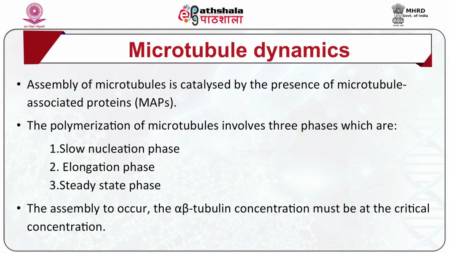Let's talk about microtubule dynamics. Assembly of microtubules is catalyzed by the presence of microtubule associated proteins, MAPs. The polymerization of microtubules involves three phases, which are the slow nucleation phase, elongation phase, and steady state phase. For the assembly to occur, alpha beta tubulin concentration must be at the critical concentration.